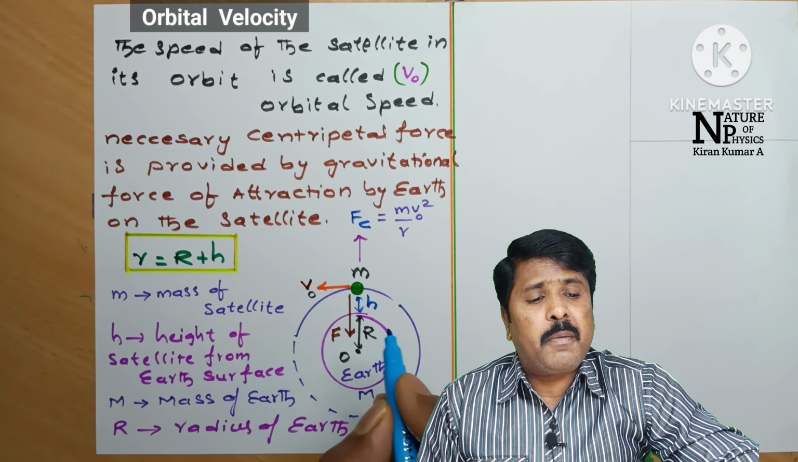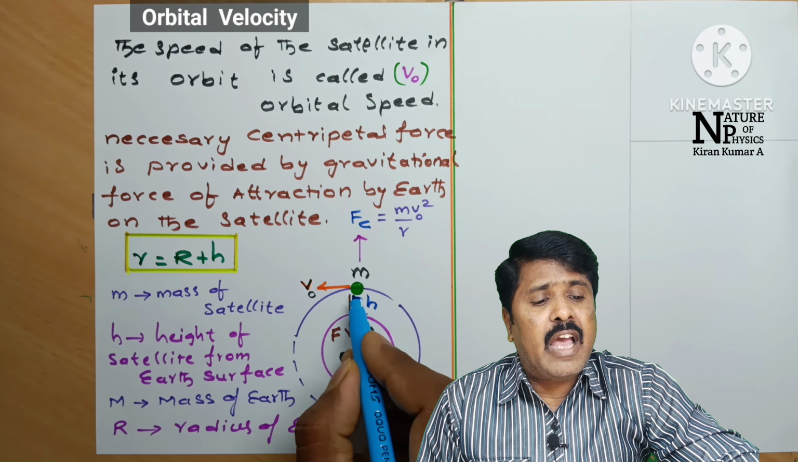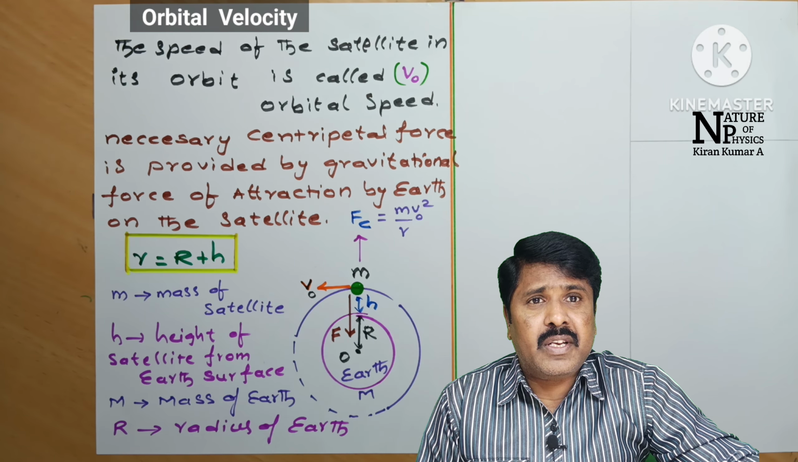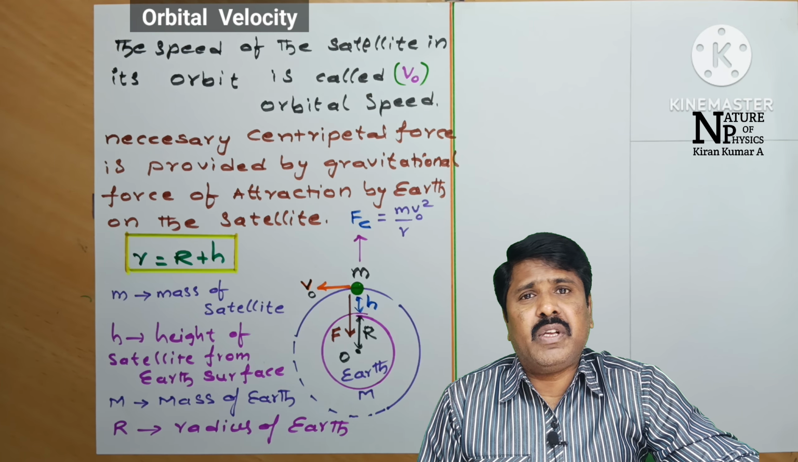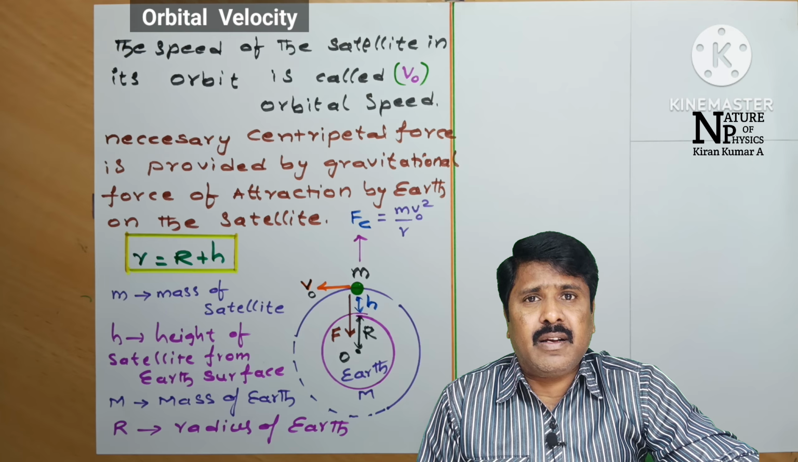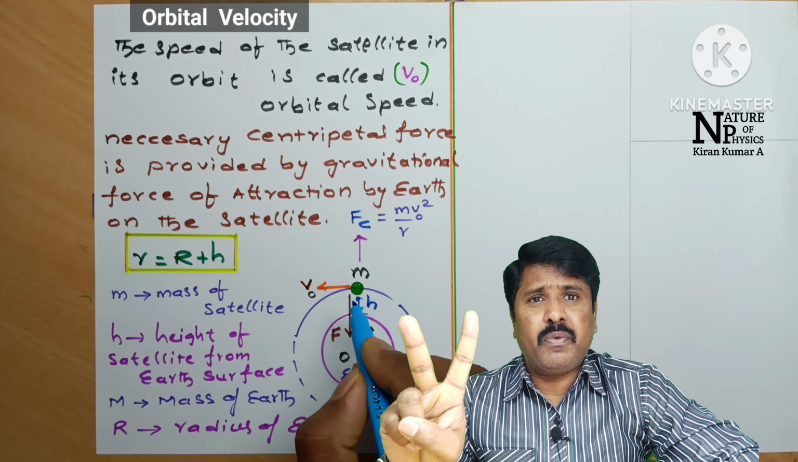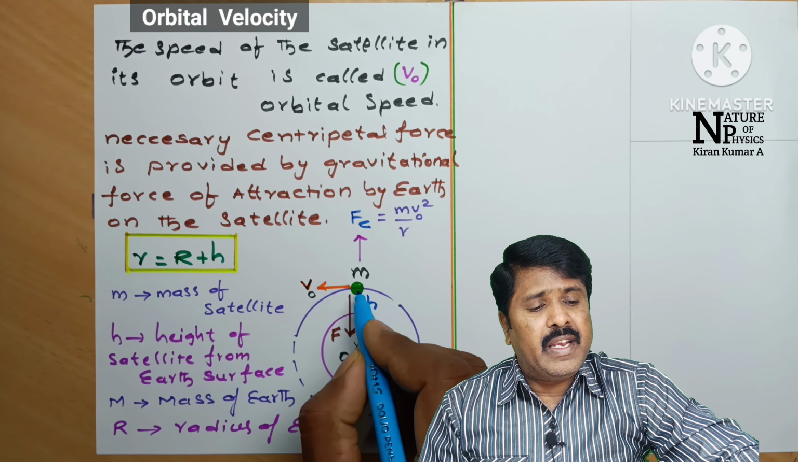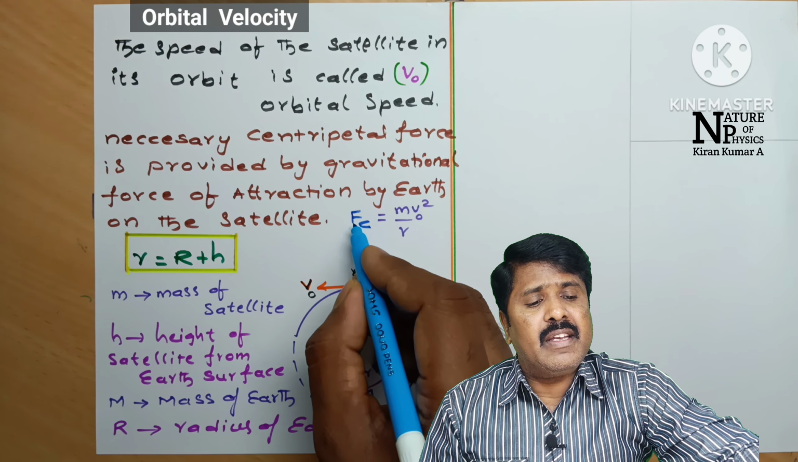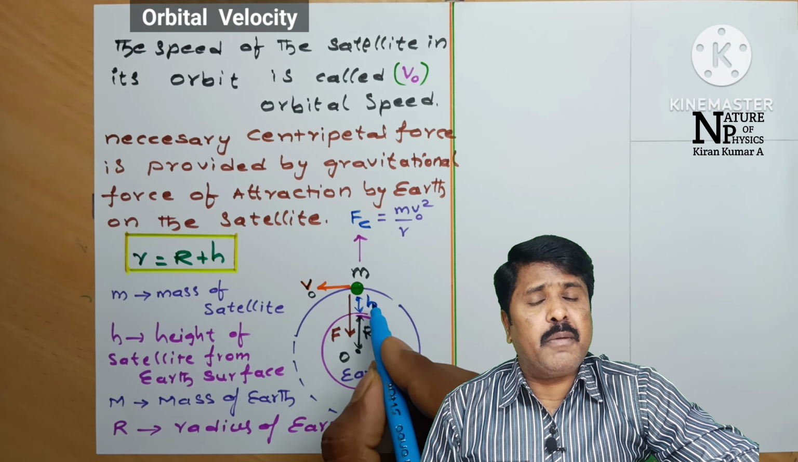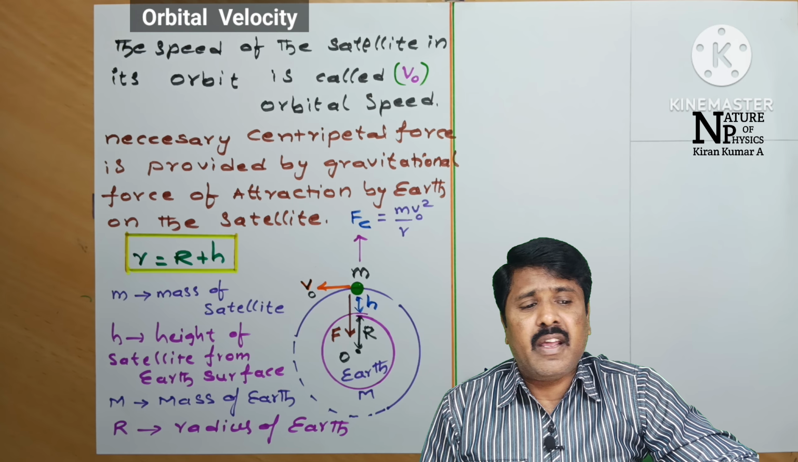Here v naught represents the velocity of the satellite, which is moving in the anti-clockwise direction with angular velocity omega and linear velocity v naught. In this derivation we consider the linear velocity v naught. Two types of force act on the satellite: the centripetal force, toward the center, and the centrifugal force, away from the center. Both are equal in magnitude and opposite in direction.